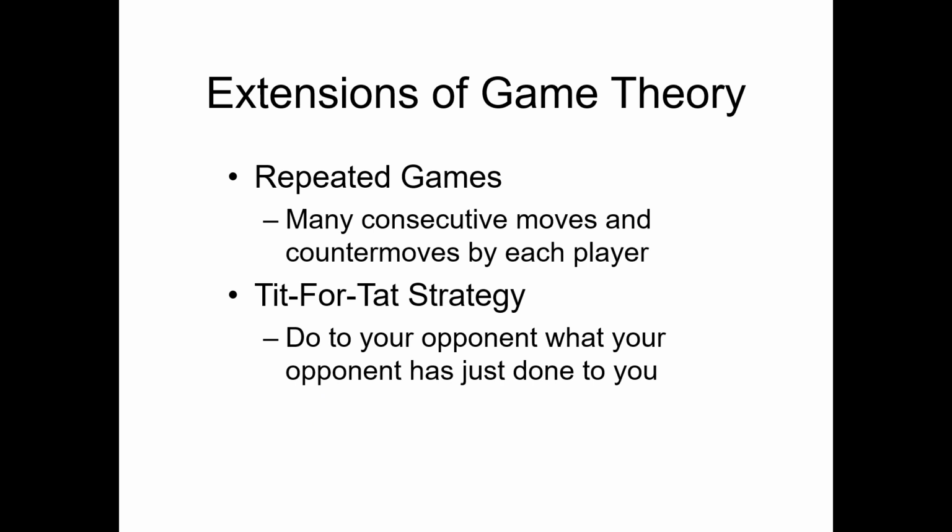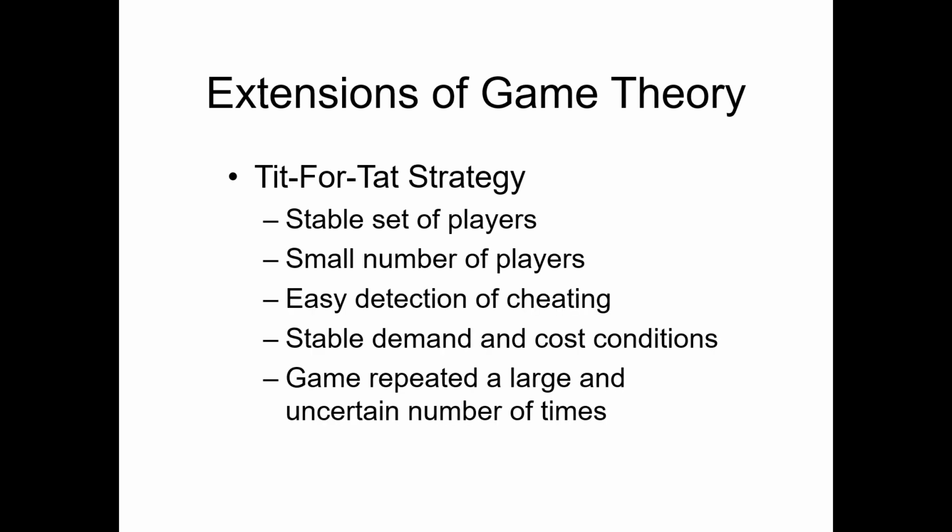This is called the tit for tat strategy, but mostly it should not be used, because it won't be good for a normal firm or a normal business to run. A smooth business doesn't want to go for a tit for tat strategy. The tit for tat strategy can be called a stable set of players, where you want these things. How can this tit for tat strategy be applied? You can have a stable set of players, a small number of players, easy detection of cheating by the others, stable demand and cost conditions, and a game repeated a large and uncertain number of times till they get an end.